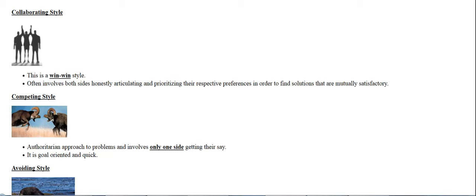This is not a give and take. This is not I give a little, you give a little, and then I lose out a little and you lose out a little. It's not a compromise.